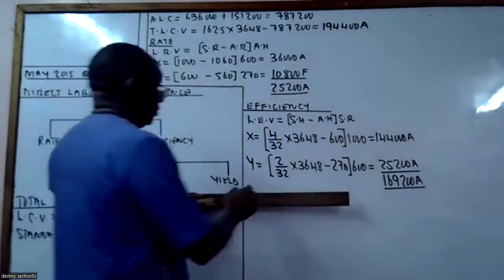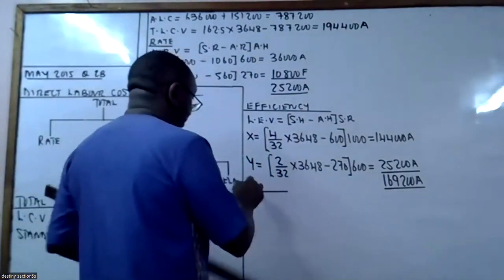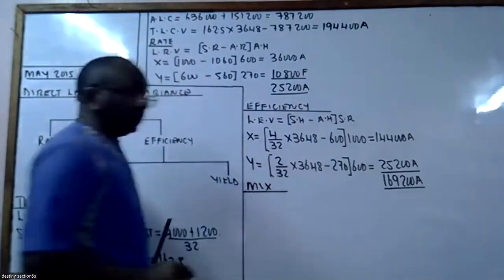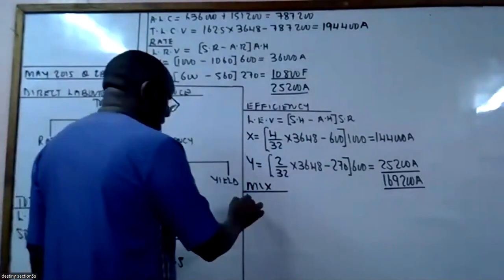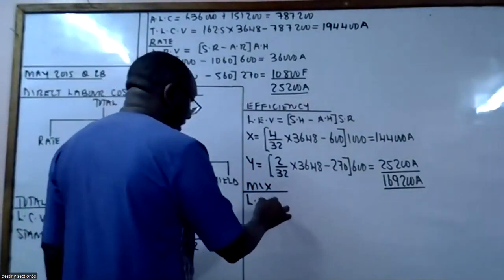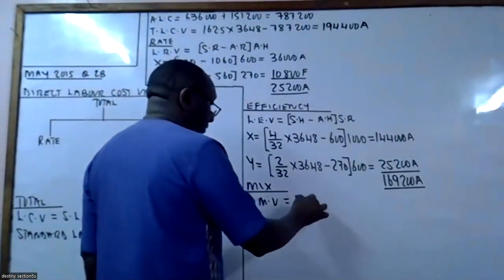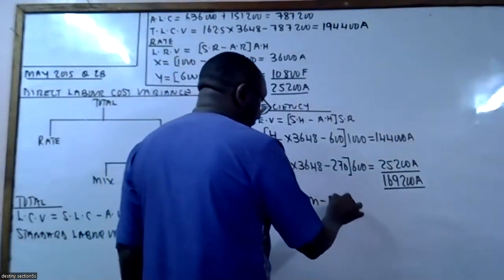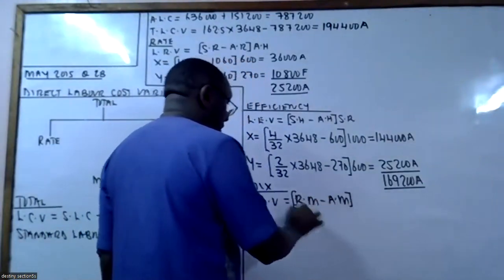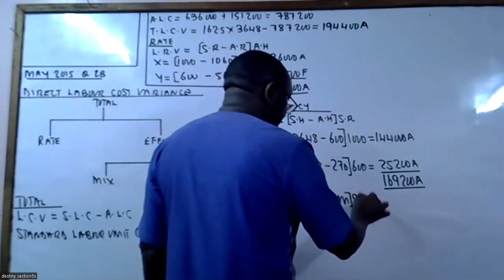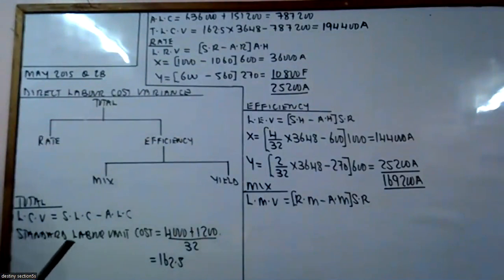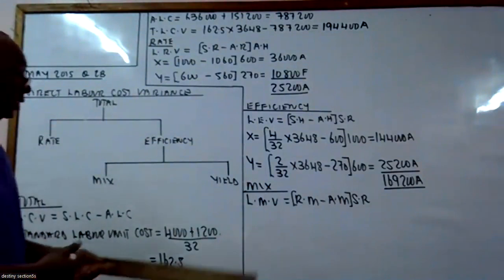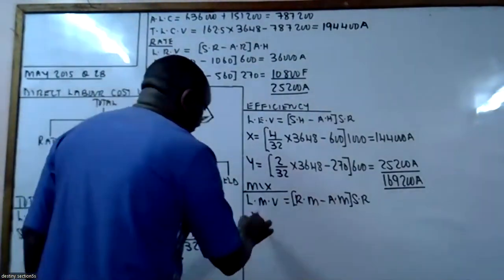The next that you are supposed to deal with is called mix. In the mix, labor mix variance is given as revised mix minus actual mix, multiplied by the standard rate. So we have X here.